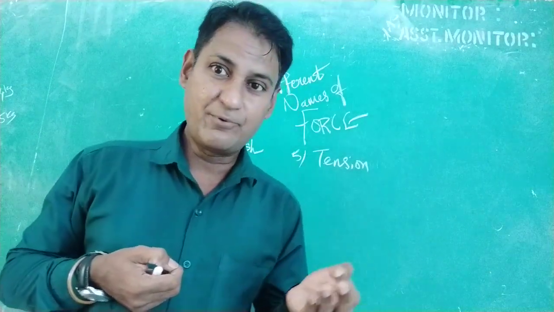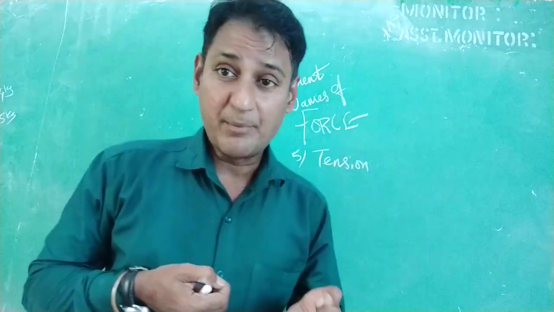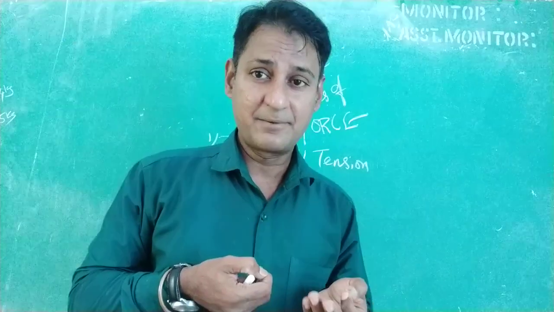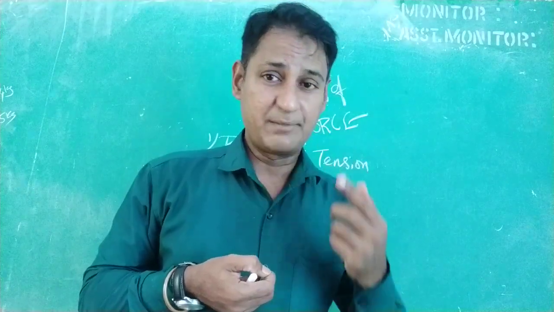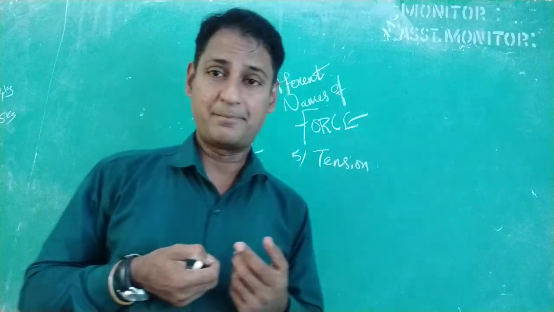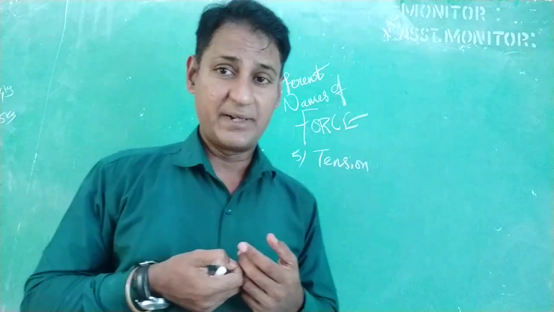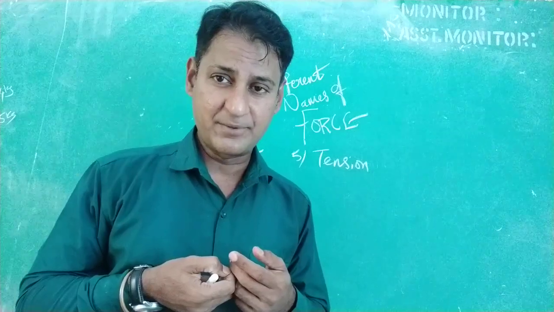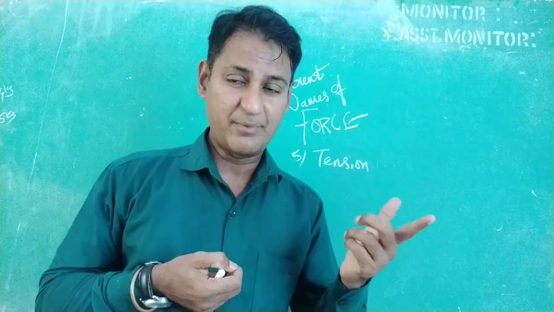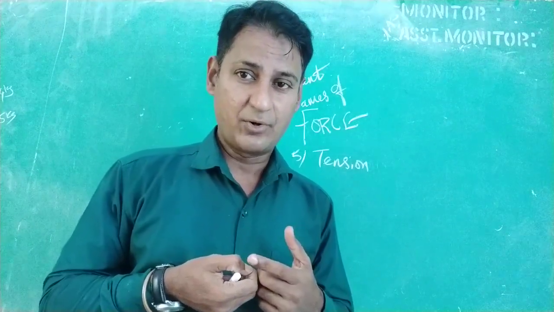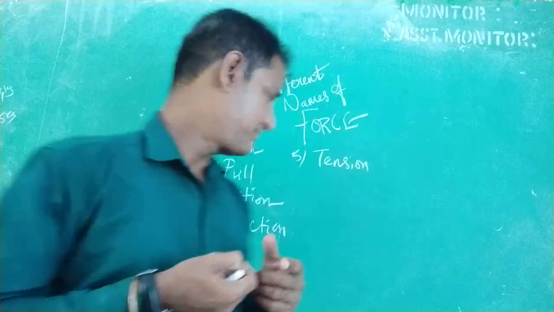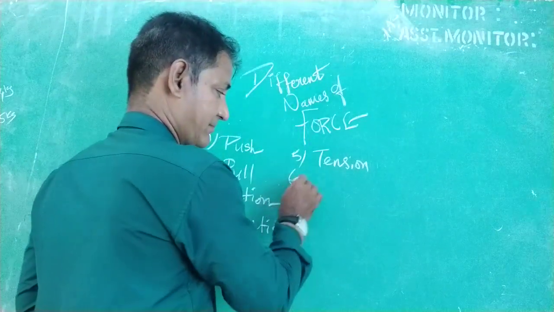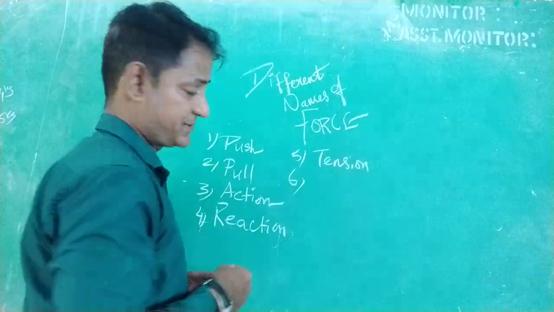So tension is a force, not only in a rubber band, but also in wires or spiral springs like that. This tension is the force which acts opposite to the direction of the applied force along the length of a wire, a rubber band, or a spring coil, right? So it is another name for force.